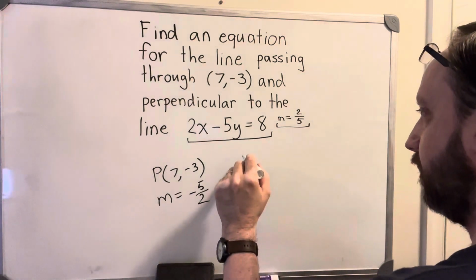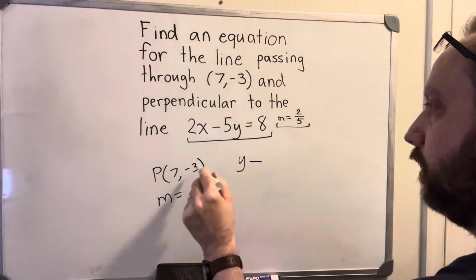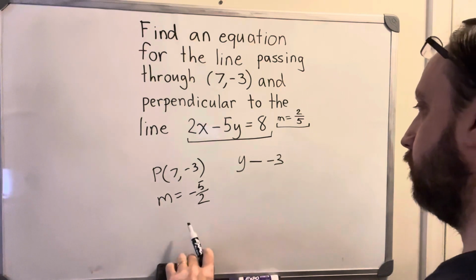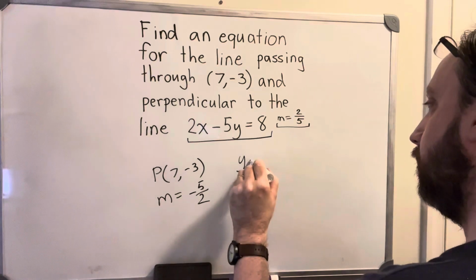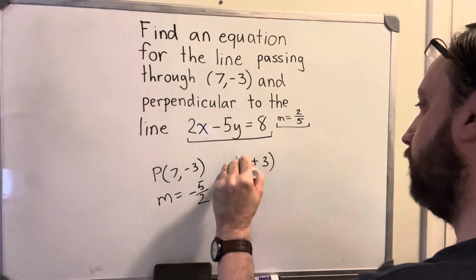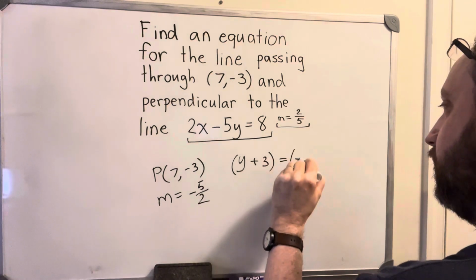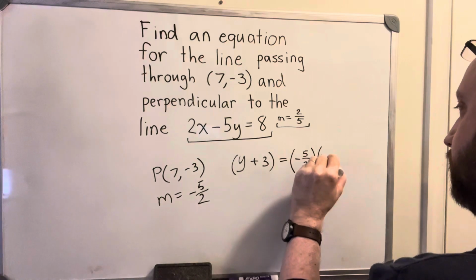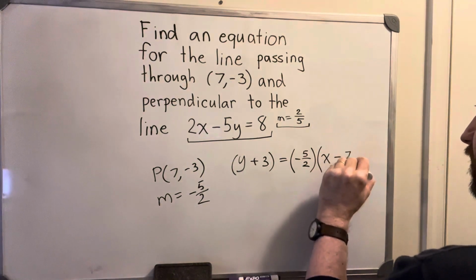We can say that y minus -3, so let's just rewrite this. We can say y plus 3 equals, what's the slope? -5/2 times x minus 7.